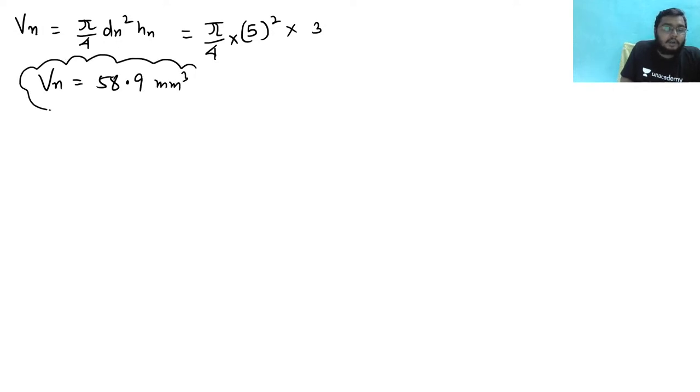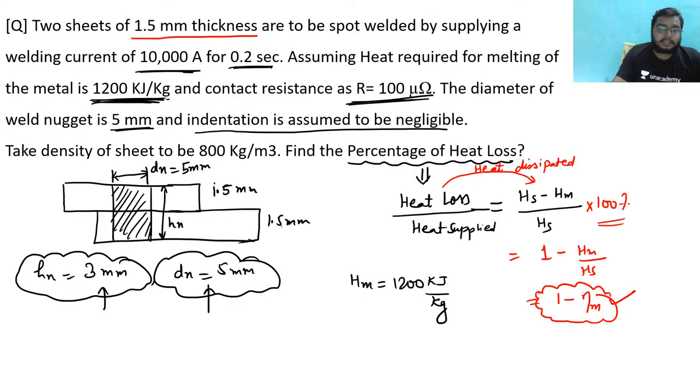So this is the volume of the weld nugget. Clear? Now see, there is a peculiar thing here. What is the peculiar thing that you can see here? It is kilojoule per kg. So kg is there. You need to multiply this HM part with mass, then only you will be getting the answer in joule. So try to find the mass. How can you find the mass?